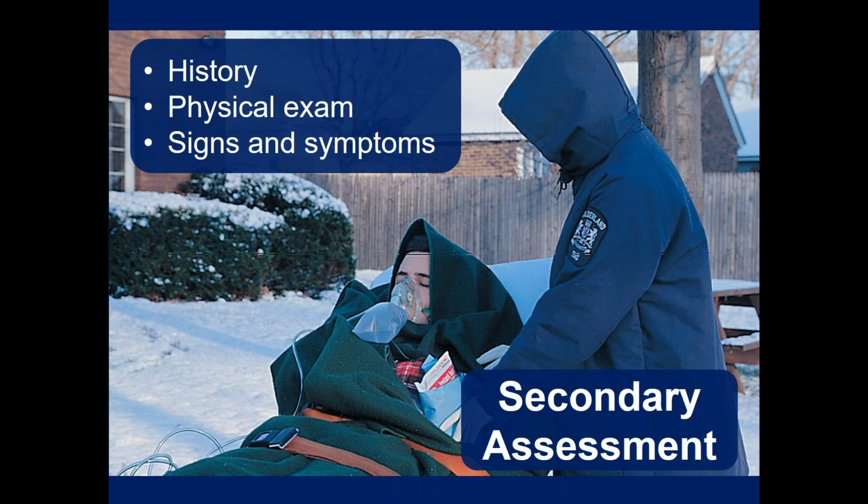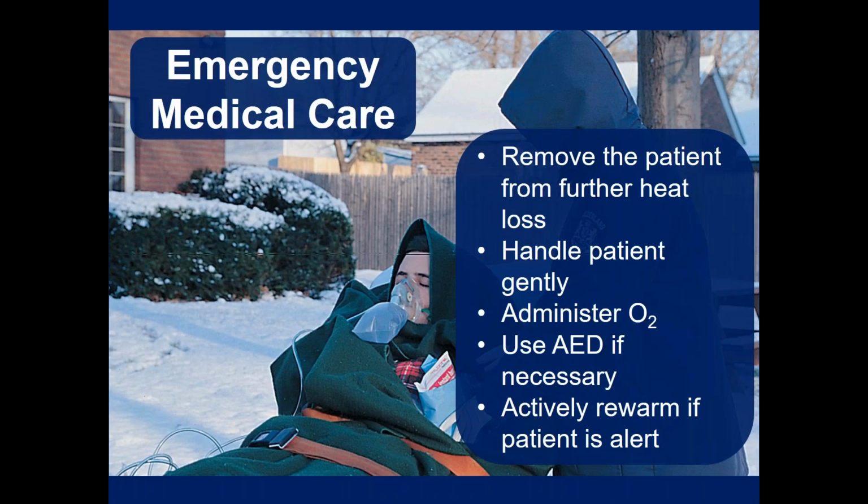Our secondary assessment: what we're trying to figure out, first and foremost, is to document any history that they give us. We're going to start asking them about any pain or any other associated symptoms. We'll start looking for signs and symptoms. We want to note, of course, altered mental status or any decrease in motor function, any changes to their vital signs, any changes to their skin color, temperature, and condition. But let's get right down to what we're going to do for our generalized hypothermia patient.